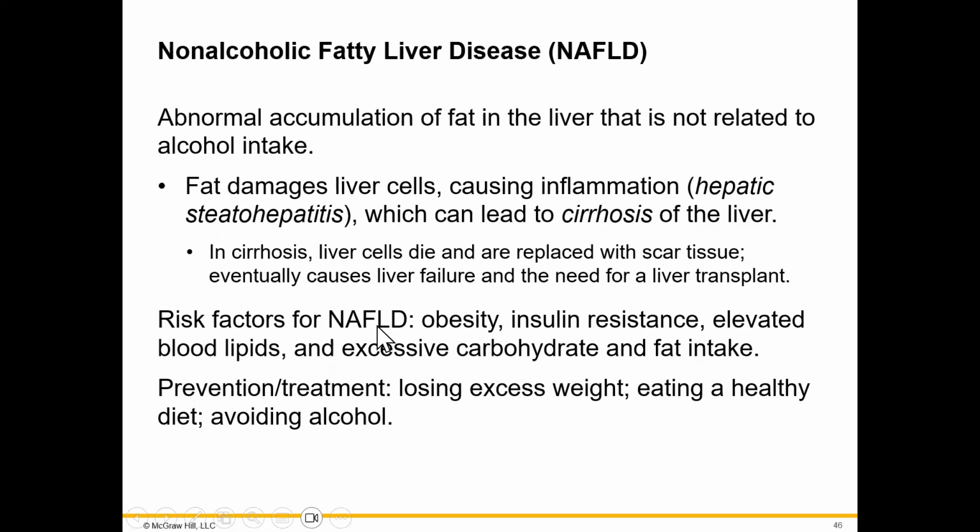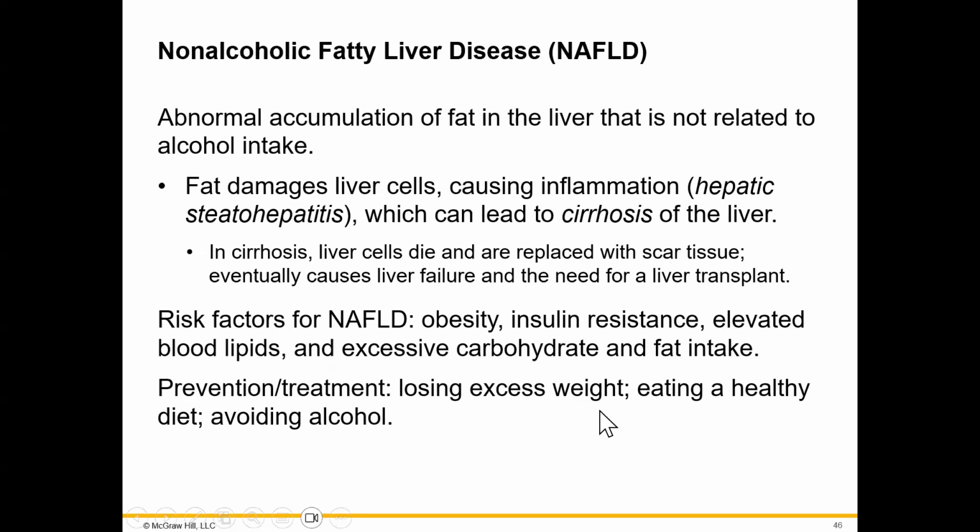The main risk factor in this non-alcoholic fatty liver disease is obesity. Okay. And someone who is obese probably has been taking in an excess amount of carbohydrate, and they're not able to maintain their blood glucose due to being insulin resistant. Okay, excessive carbohydrate intake here. So it goes back to that cycle that we talked about earlier.